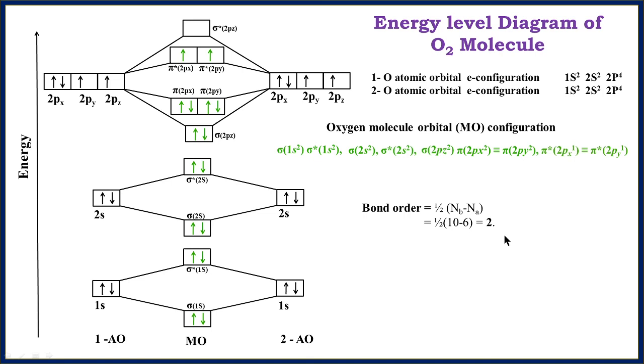So the bond order of oxygen is 2, so oxygen always has a double bond. Oxygen, double bond, we can see. Next, if you consider the magnetic properties, oxygen has paramagnetic property, because in the oxygen molecule these two molecular orbitals have single, unpaired electrons. If a molecule has unpaired electrons, then the molecule can have paramagnetic property. So as this oxygen molecule has unpaired electrons, it will have paramagnetic property.